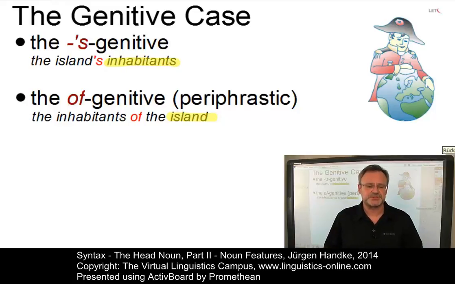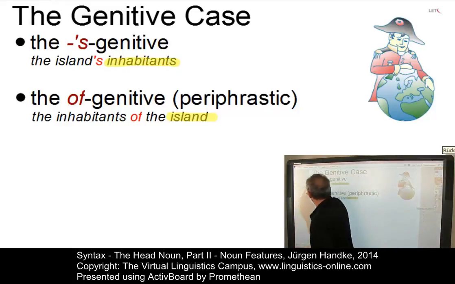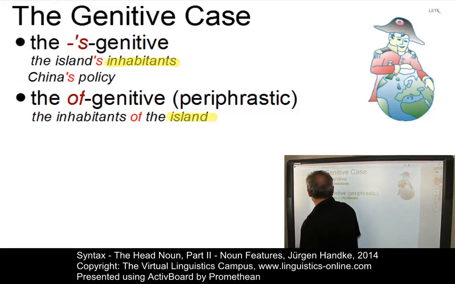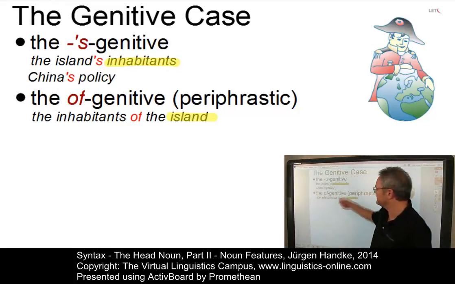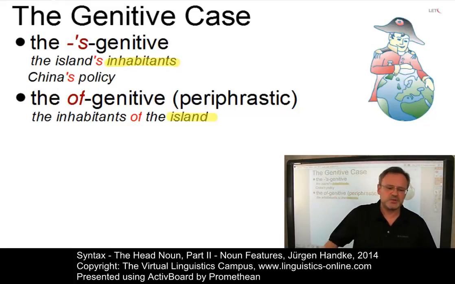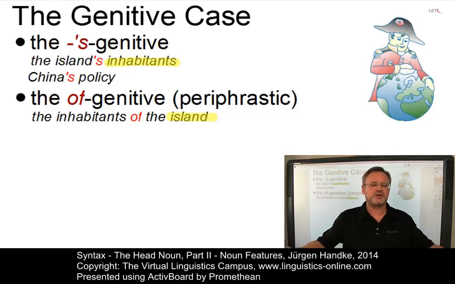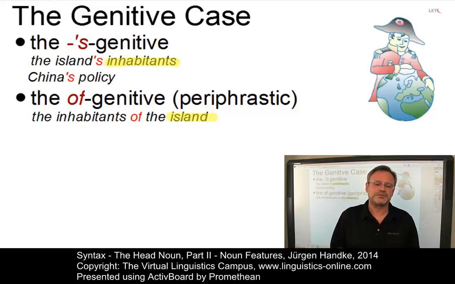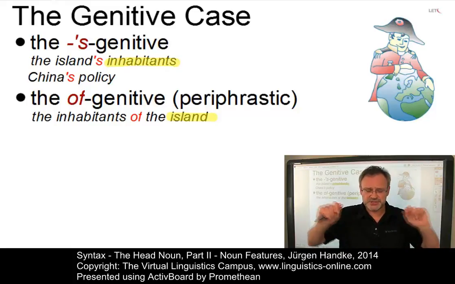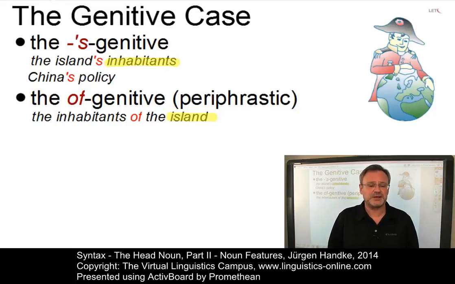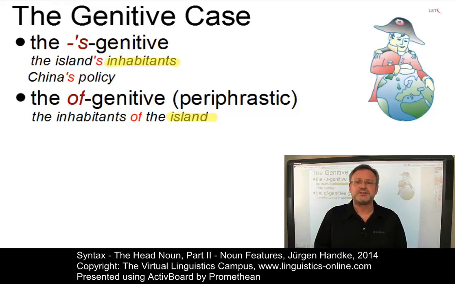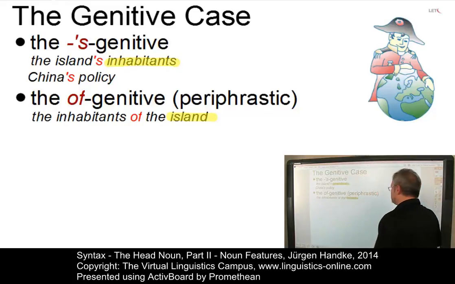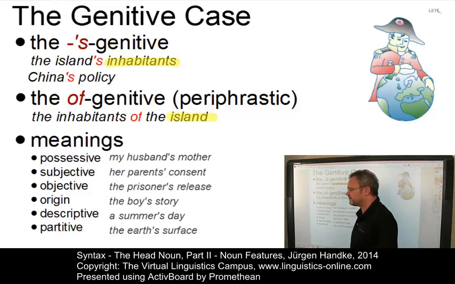However, there are some exceptions. For example, we have nouns such as China, which are used with the S genitive, nouns which are called collective nouns and have personal and gender characteristics. The central, but not the only use of the genitive is to express possession. However, the term possessive does not adequately apply to all uses. There are more genitive meanings, and here are some of them.